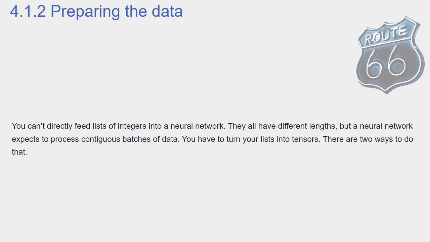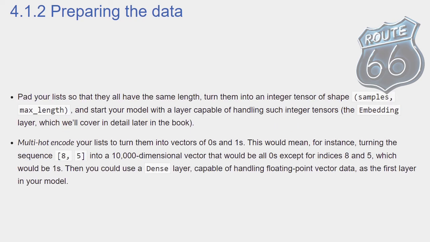Section 4.1.2. Preparing the data. You can't directly feed lists of integers into a neural network. They all have different lengths, but a neural network expects to process contiguous batches of data. You have to turn your lists into tensors. There are two ways to do that. Pad your lists so that they all have the same length. Turn them into an integer tensor of shape (samples, max_length), and start your model with a layer capable of handling such integer tensors: the Embedding layer, which we'll cover in detail later in the book.